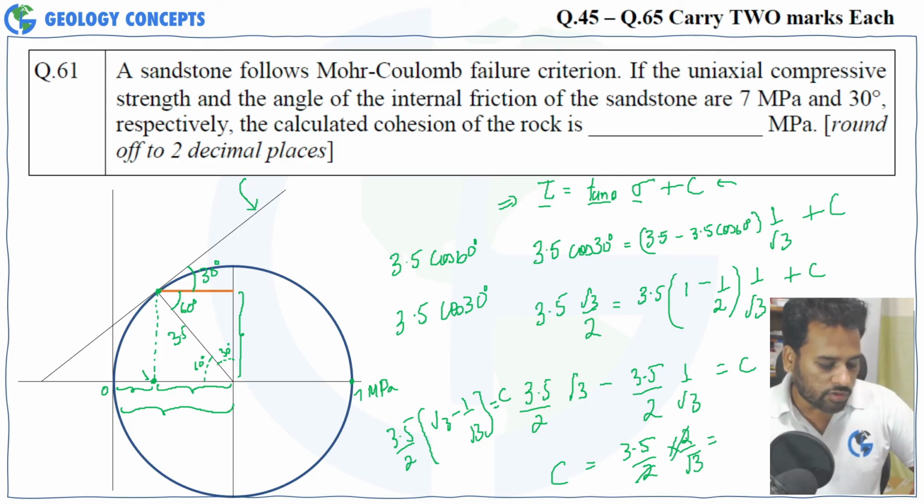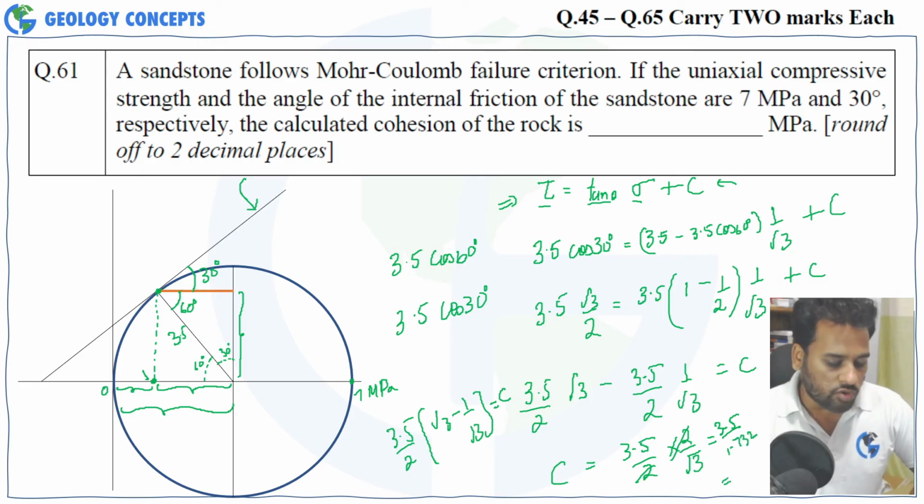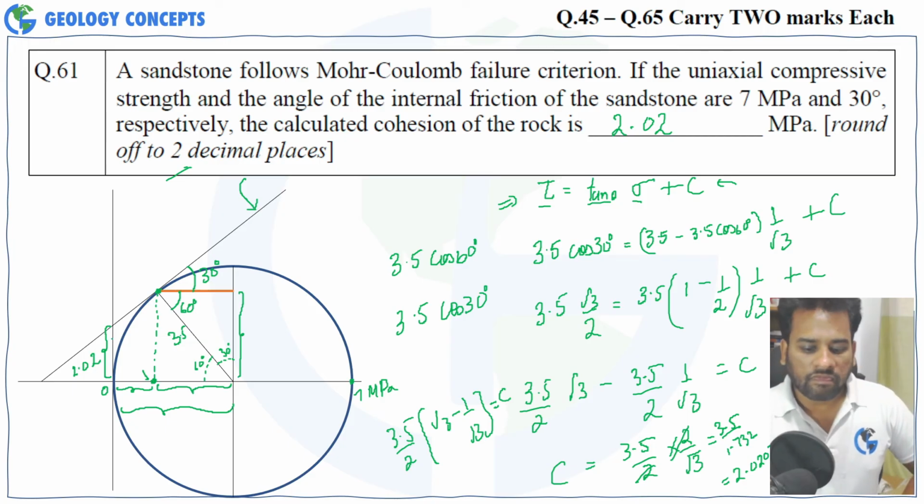So 3.5 by root 3 is 3.5 divided by 1.732, and this comes out to be 2.0207. Now it says to round off to 2 decimals, so this will be 2.02 megapascal, which will be the cohesion, this length. This length will be 2.02 megapascals. It's a good question.